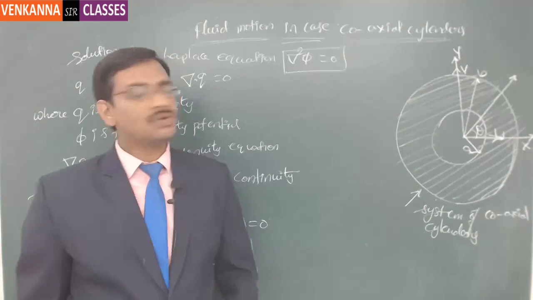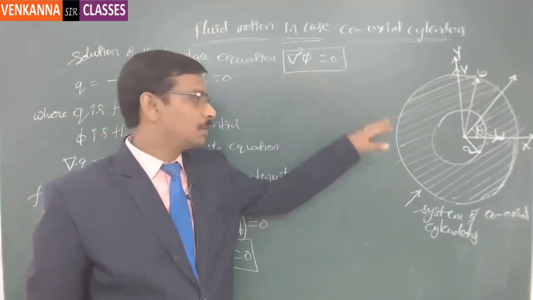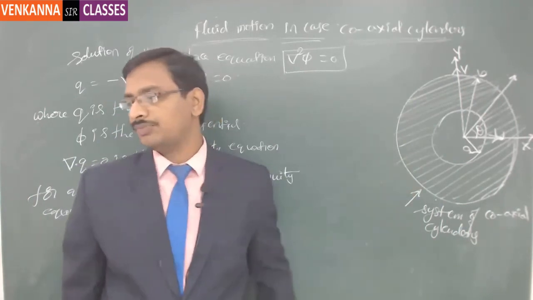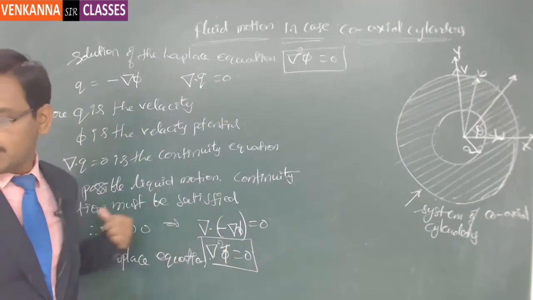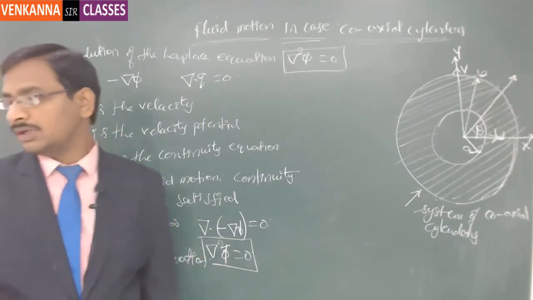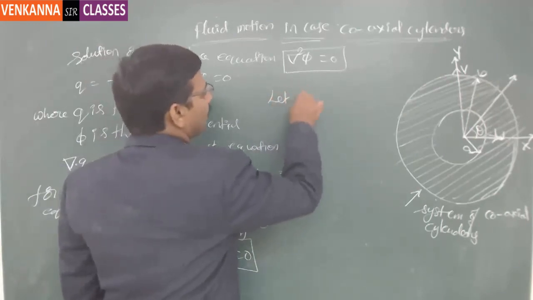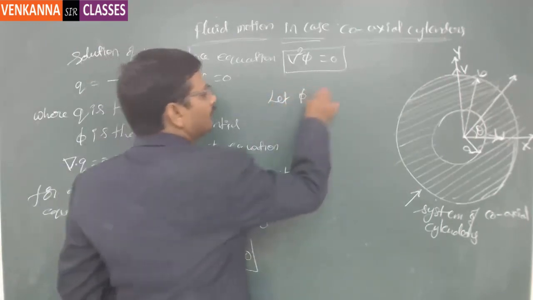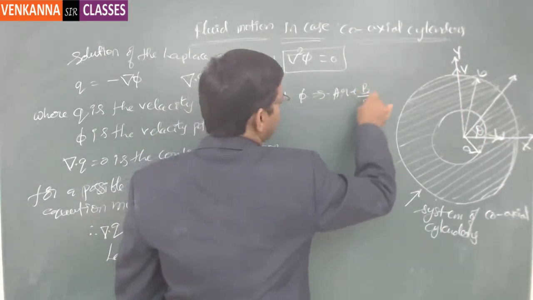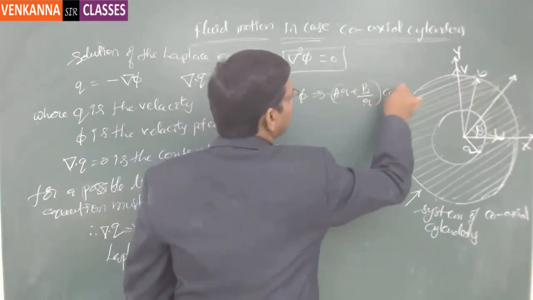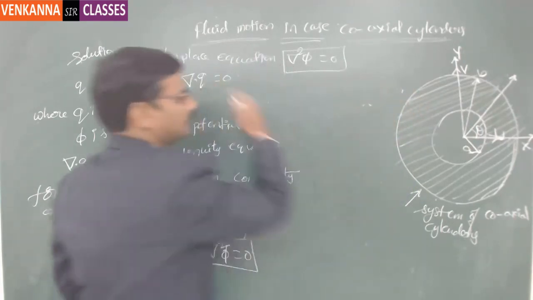So any function you can think of which satisfies the Laplace equation, the solution of that can be interpreted as the solution of this flow problem. Got it? Because this Laplace equation is derived from the flow equation. Now let us say phi is one solution, let us say (A r plus B by r) into cos theta. Just note this down, I'll rewrite it.